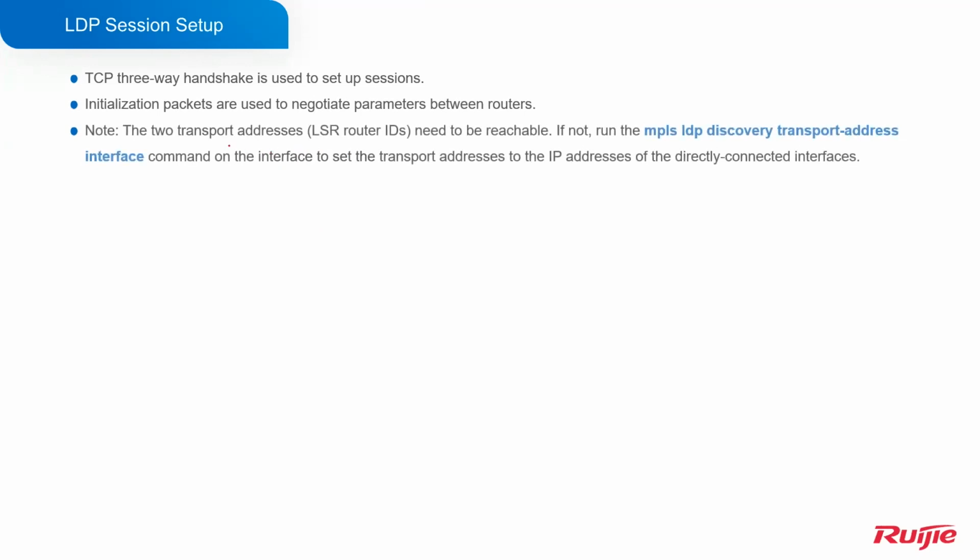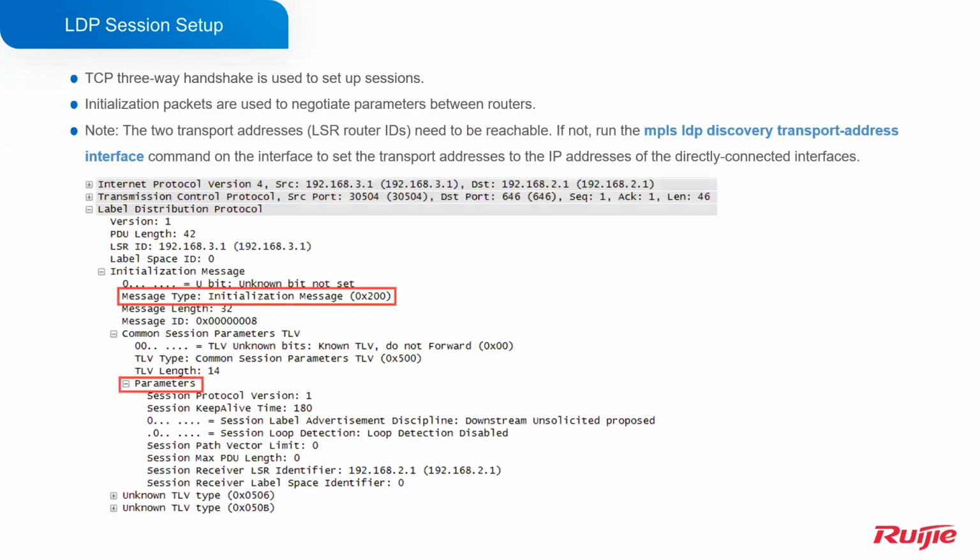And then for the LDP session setup, we will use a three-way handshake to set up the TCP sessions. And the initial packets will be used to negotiate the parameters between different routers. And the two transport addresses need to be reachable. You can use the command mpls ldp discovery transport-address interface to set a specific transport IP address. And here is one example.